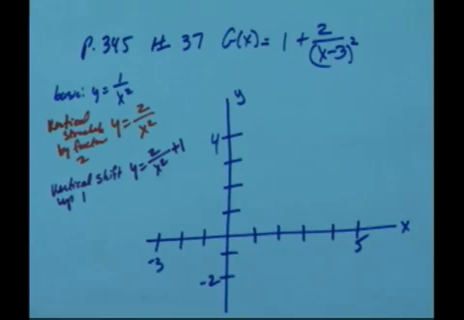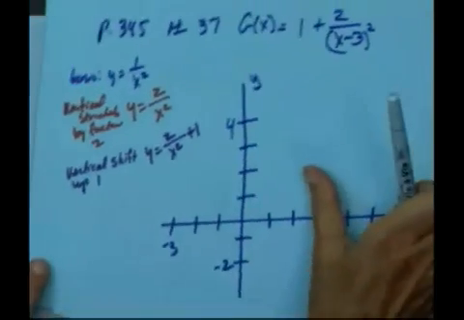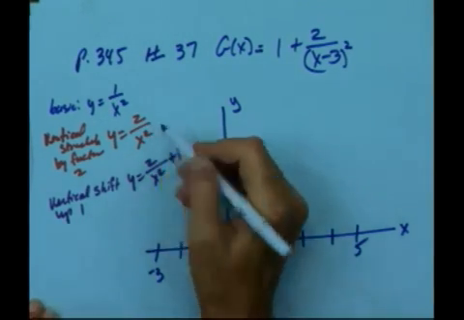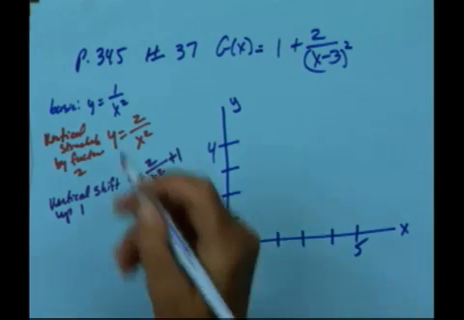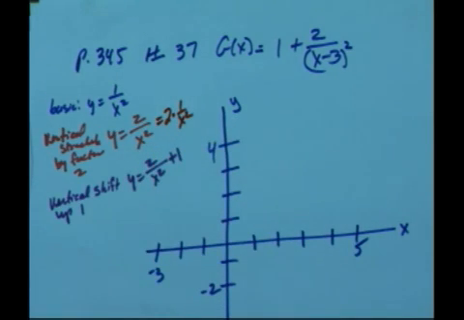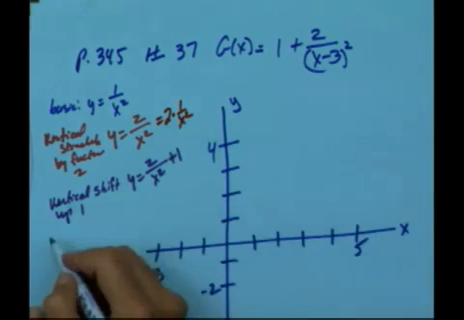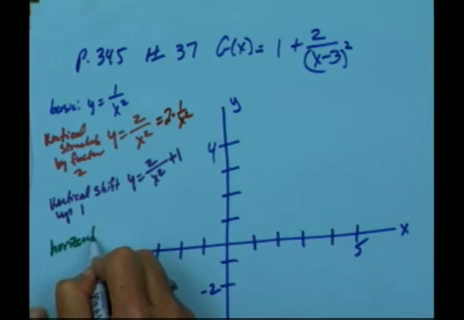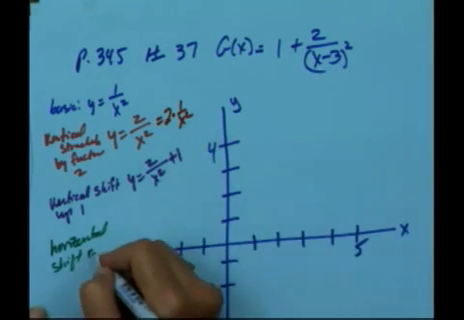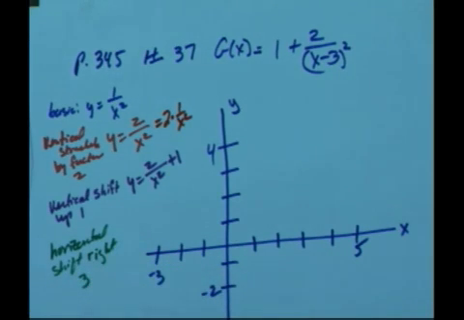Okay, 2 on the top, that means vertical stretch. You multiply the y values times 2. Doesn't look like you multiply. Oh, 2 over x squared is the same thing as 2 times 1 over x squared. That is a common mistake. I'm very thankful that you mentioned that. Okay. And then horizontal shift. Which way? Right 3. Right 3. Everybody got it?